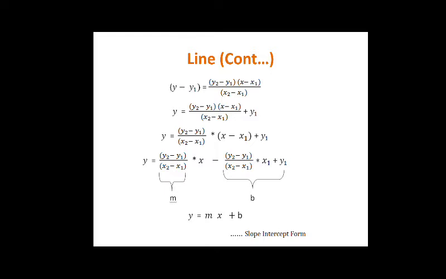Now this equation is in the form of y is equal to mx plus b. You can see here this is what I am considering, this is slope, okay, into x. Slope is denoted by m. So m into x, and this whole term I am considering as b. So I am representing this whole term from minus to this y1 with b. So now my equation is in the form of y is equal to mx plus b, that is called a slope intercept form.